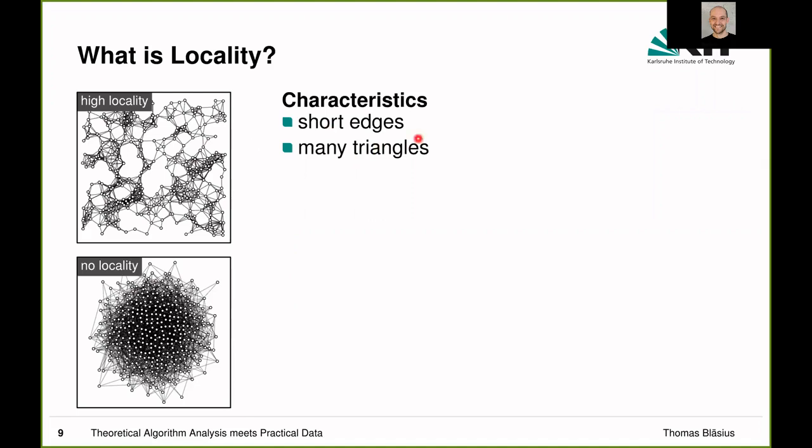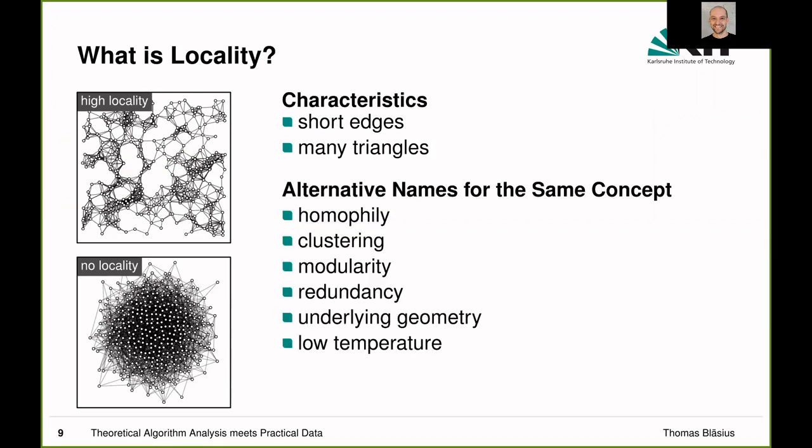Another way to view this, which is a bit more strict, let's say, is that I have many triangles. So oftentimes I have not only short edges in the sense I mentioned before, but you have a lot of triangles, and you also have a lot of triangles in these specific graphs. There are alternative names you could coin for the same type of concept, and maybe you've heard some of them. So there's homophily. There is clustering, so there's the clustering coefficient to measure something like this. There is the concept of modularity or redundancy.